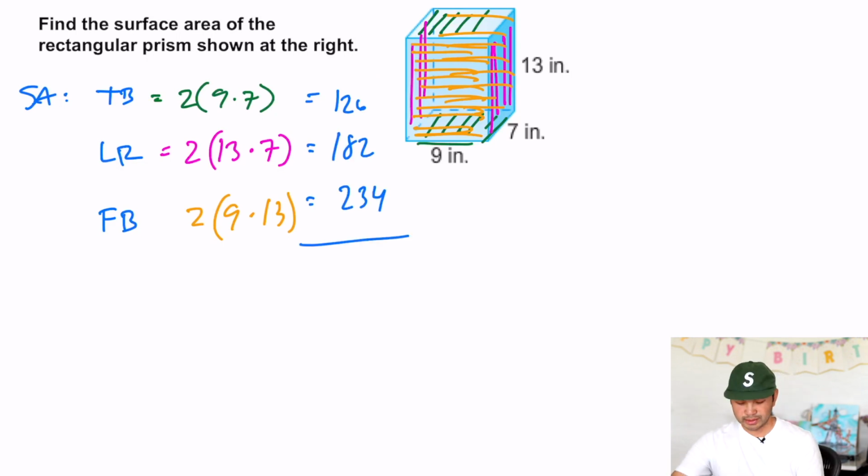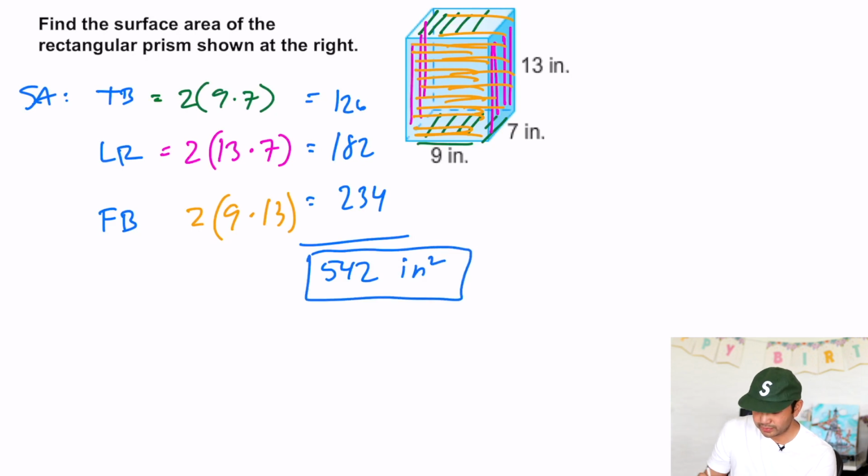Okay, so I got 126, 182, and 234, but those are separate surfaces, so I just have to add them up. So I get 542 square inches. So that's how much surface area I have on this rectangular prism.